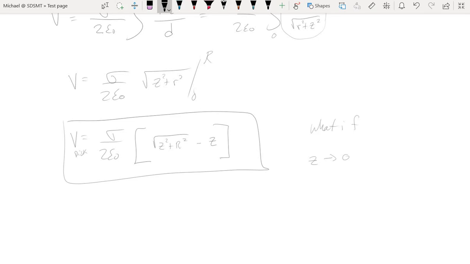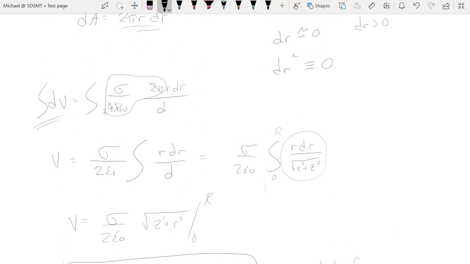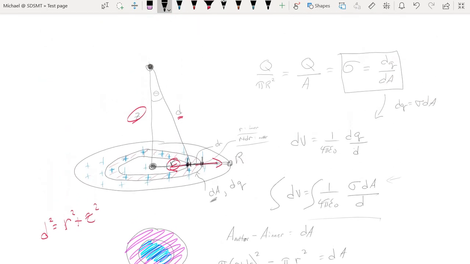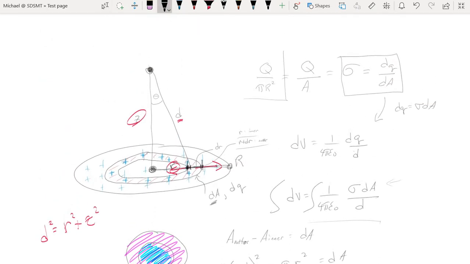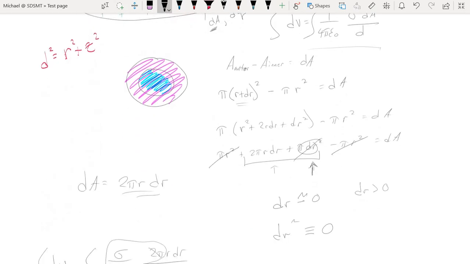In that case, if z goes to 0, we would have potential equal to, see, if z goes to 0 there, we go to 0 there, which means we just have an r. And so we would have sigma r over 2 epsilon naught. At this point, you can reintroduce the value of sigma. Now that we've integrated about the entire surface of this ring, we can plug in the total charge over the total area as our sigma value.